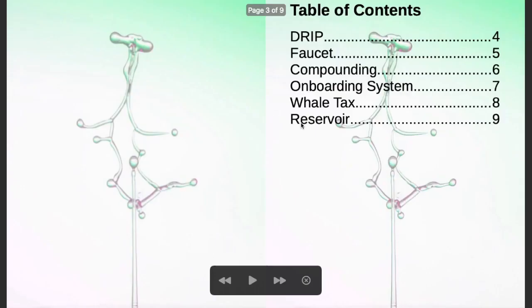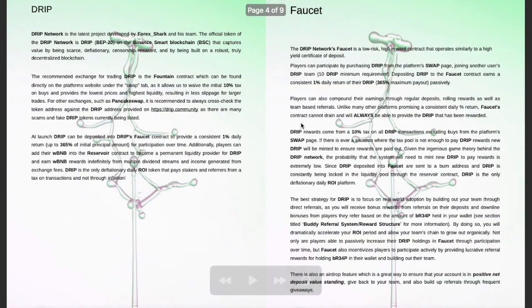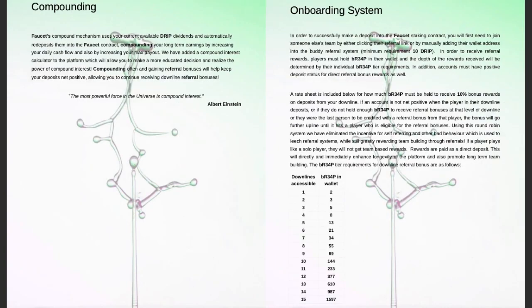also a network light paper which explains the whole network. As I mentioned, the Faucet contract is 1% daily, 365% ROI. You can compound, which is the best strategy. There is a buddy reward system. Obviously, to get buddy rewards and have access to your downlines, you need to hold the BREEP token.